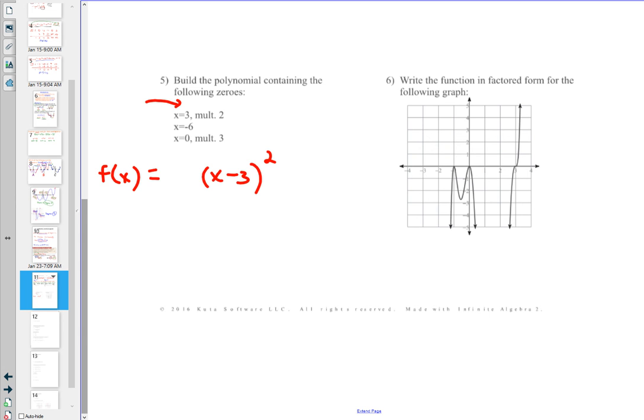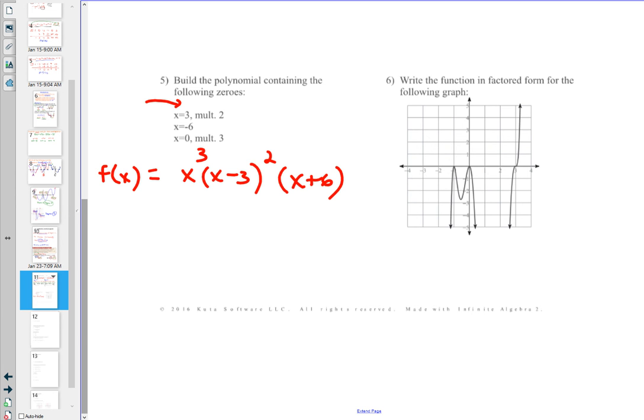What factor could a 0 of negative 6 come from? x plus 6. Which factor could a 0 of 0 come from? Just x. What exponent should that have? 3. What exponent should that have? 3. Any questions?